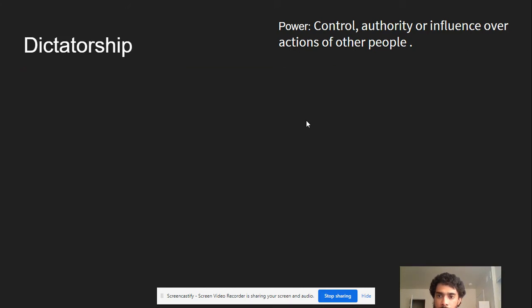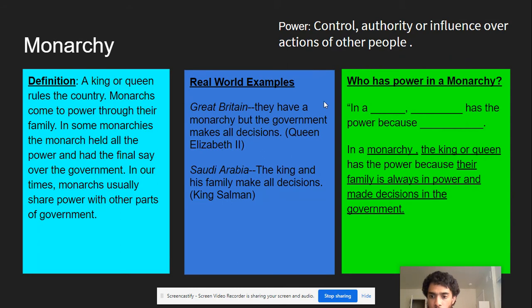Okay. The last thing you're going to do here on Edpuzzle is answer this question: who has power in a monarchy? If you need to know what power means, the definition is up here. Okay. So I said in my response, in a monarchy, the king or queen has the power because their family is always in power and made decisions in the government. Okay. Use a sentence starter, and answer the question.